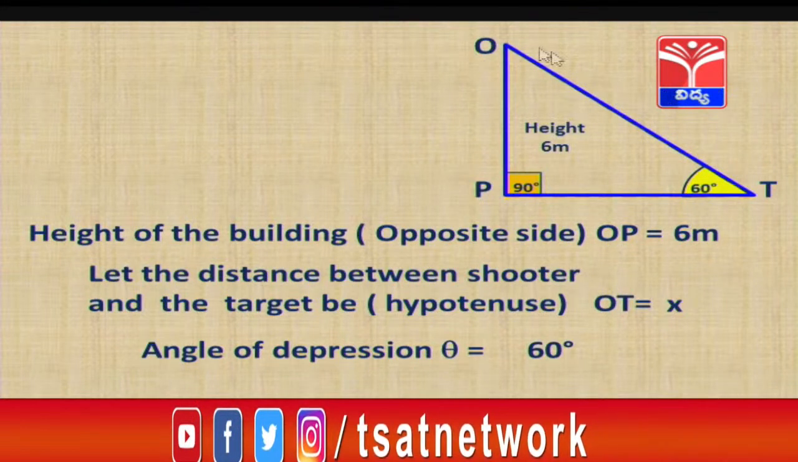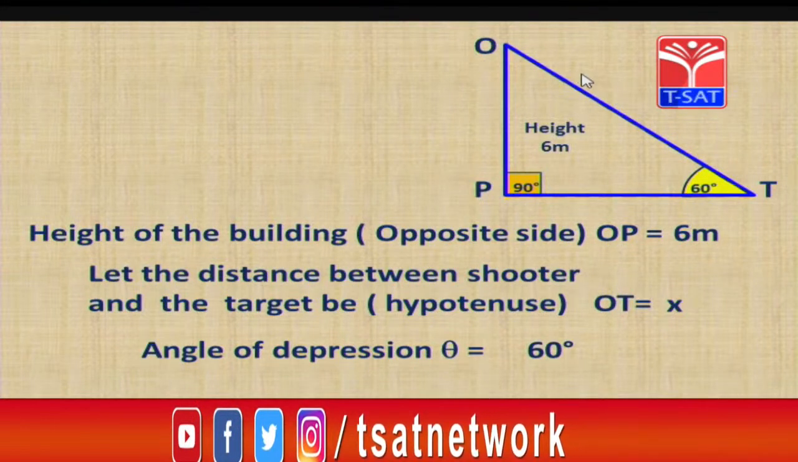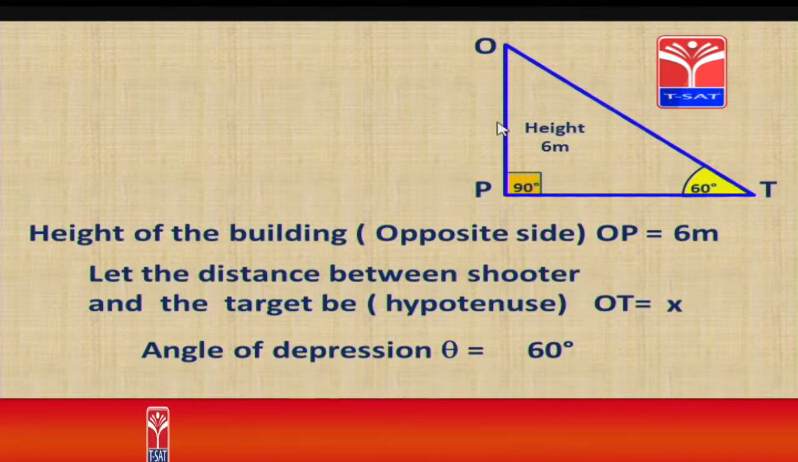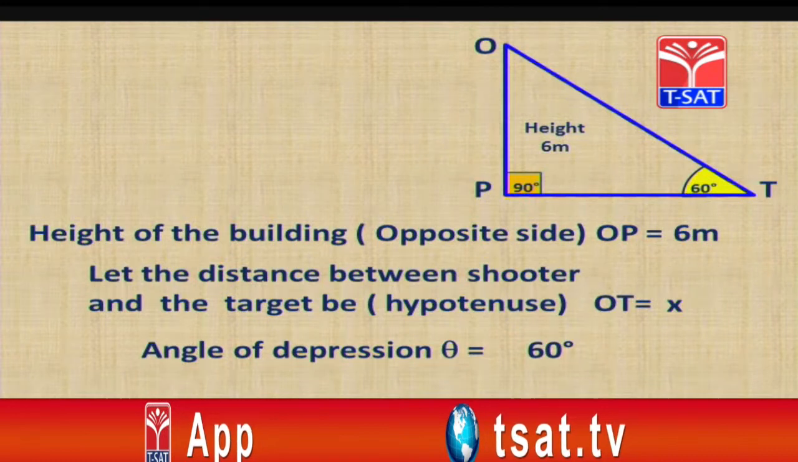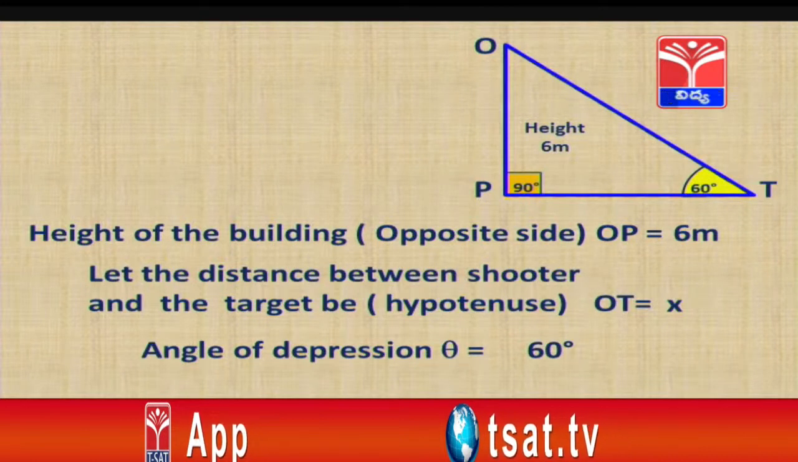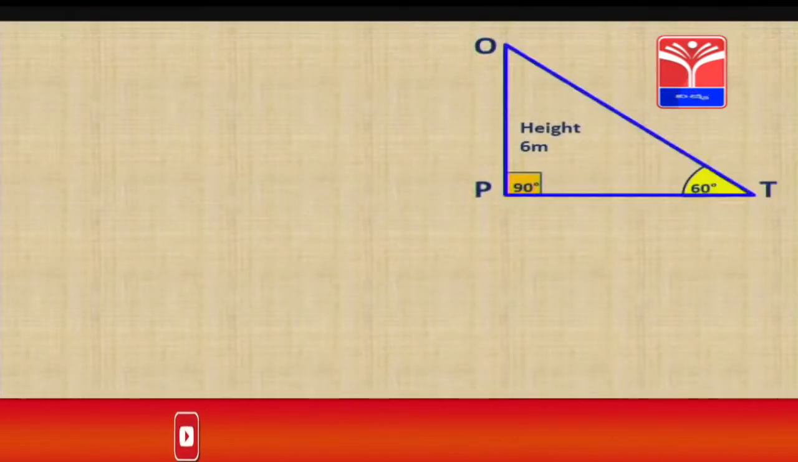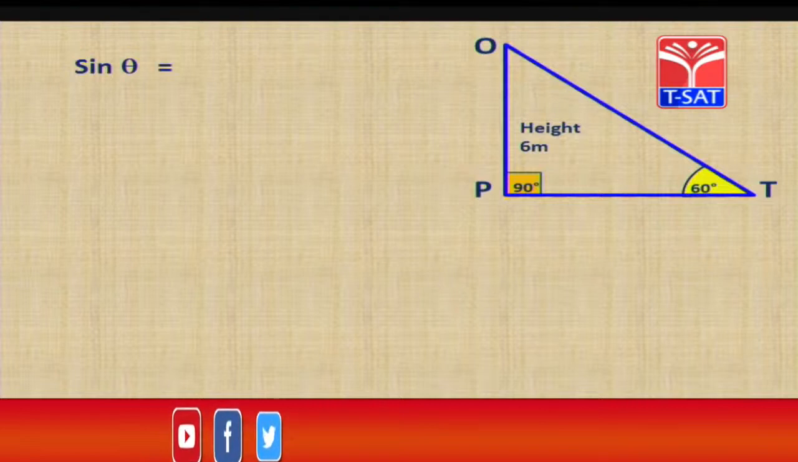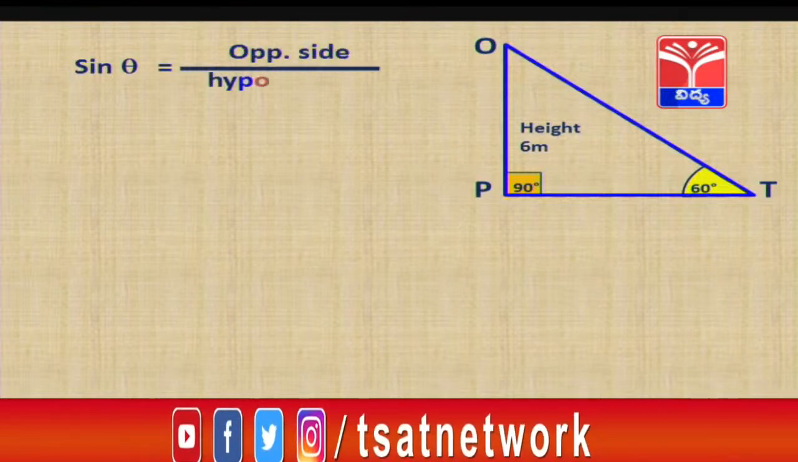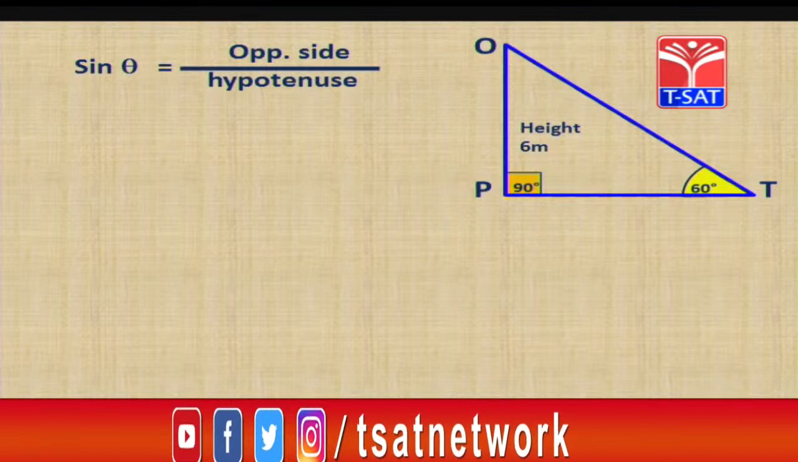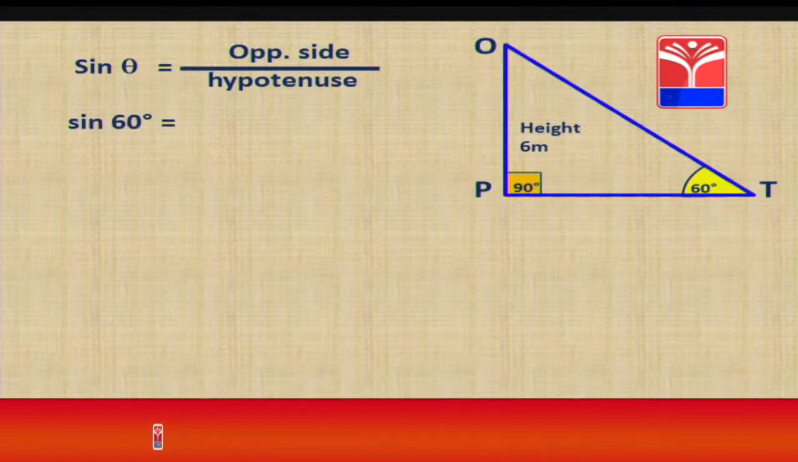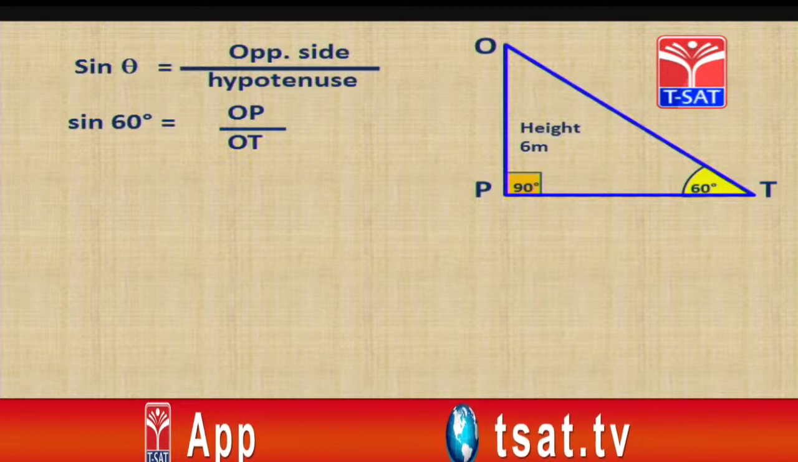When you are saying let the distance between the shooter and the target, that is nothing but the OT. OT is nothing but hypotenuse, and you know the height. So, opposite by hypotenuse, what ratio is it? It is nothing but sine, is it right? So, now I will be taking sin theta is equal to opposite by hypotenuse. Theta is equal to how much here? 60 degrees.